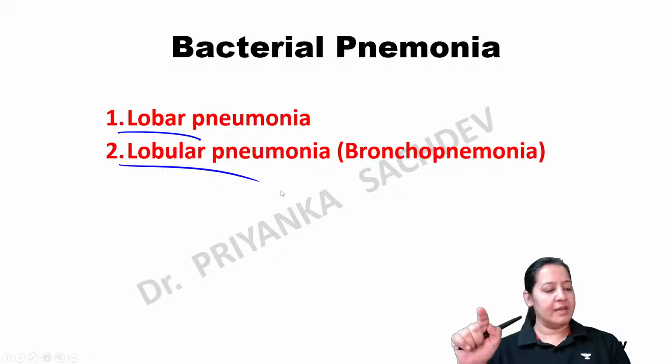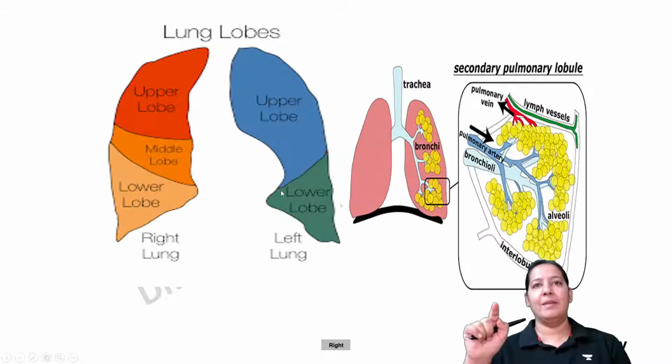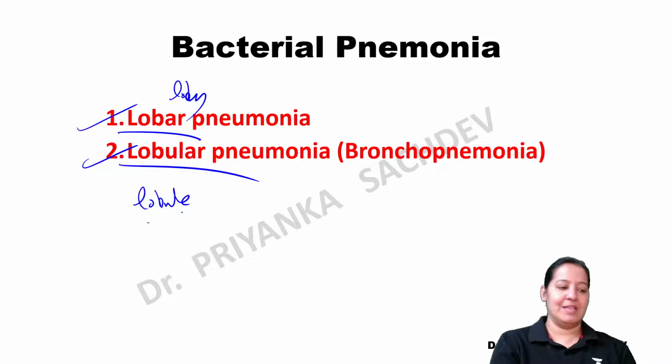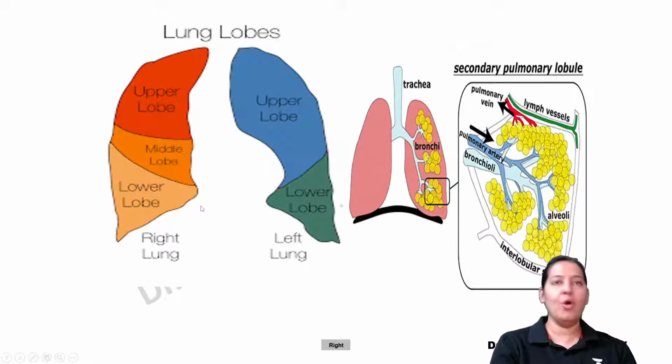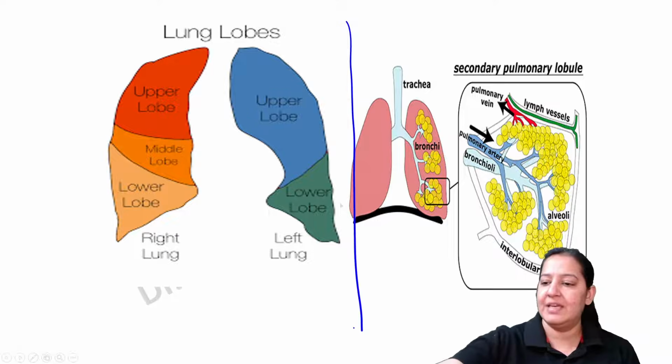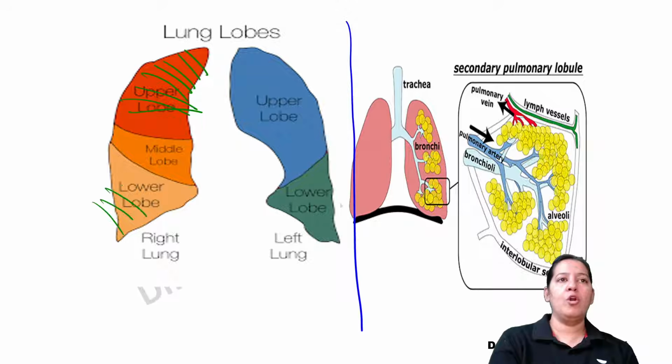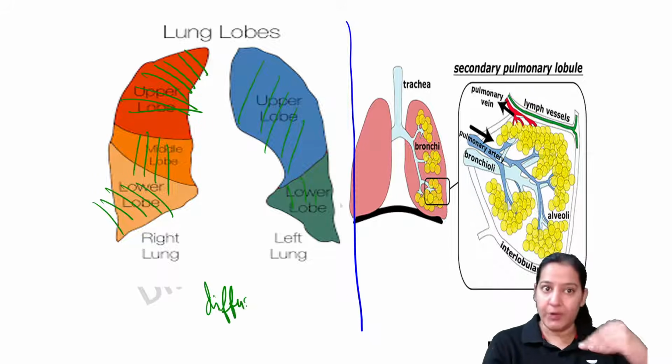So I'm starting with bacterial pneumonia. In lobar pneumonia, lobes are involved. In lobular pneumonia, the lobule is involved, as I have told you. See the lobar pneumonia and the lobular pneumonia. In lobar pneumonia, the entire lobe will be involved, either the upper lobe, lower lobe or middle lobe, any lobe, the entire lobe. So it will be diffuse consolidation. It is continuous, it is diffuse.